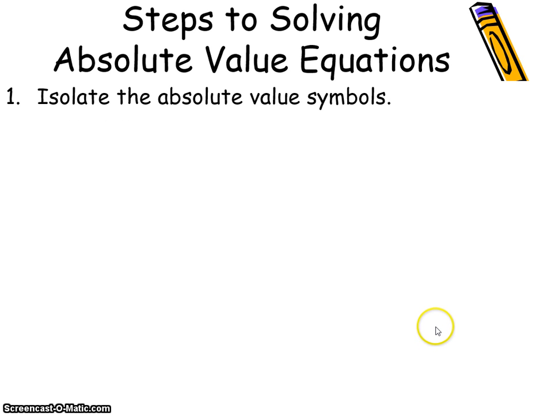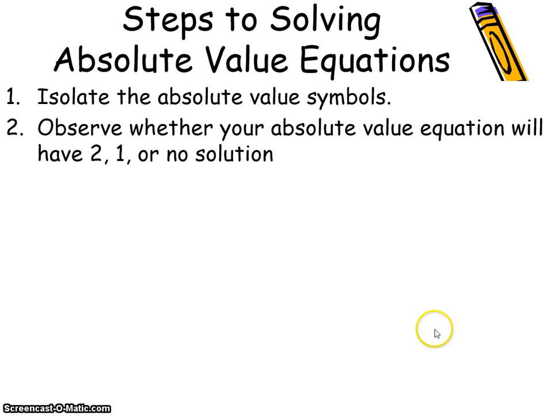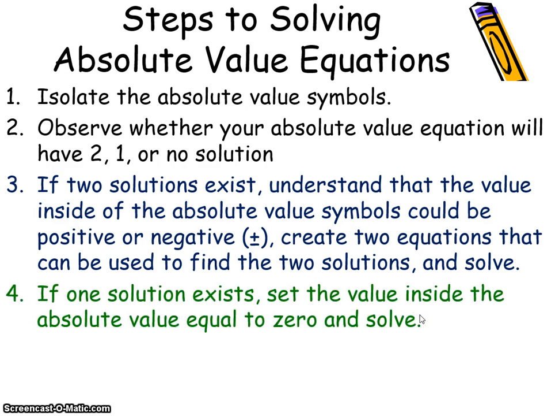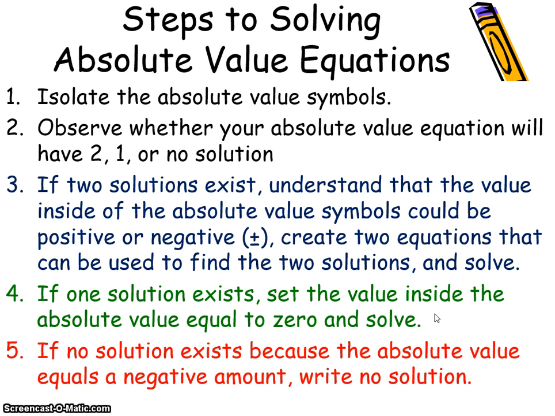We also learned the steps to solving the absolute value equations. We learned that we should first isolate the absolute value symbols, then observe what type of solution it will have, and then do one of three third steps. If two solutions exist, understand that the value inside could be positive or negative. Then create two equations that can be used to find two solutions and solve. Now, if we know that only one solution exists, we'll set the value inside the absolute value equal to 0 and solve. Or, if no solution exists because the absolute value equals a negative amount, write no solution.